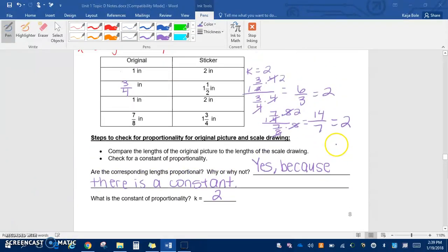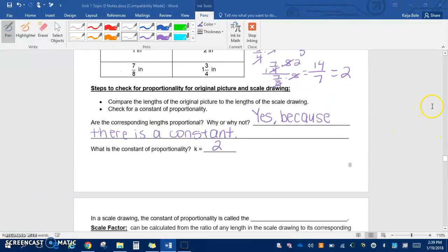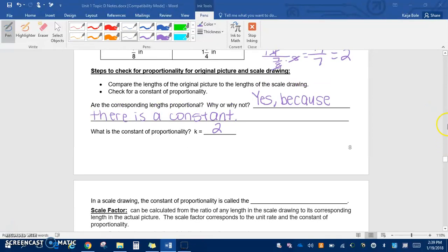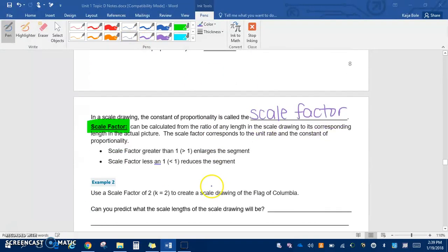And then you guys have one last line, I think, on your notes. Oh, it's on the second page of mine. It says, in a scale drawing, the constant of proportionality is called the scale factor. Ooh, C looks like an A. Let's try again. Scale factor. Alright, and that term is very important, so please highlight that or put a star by it. Scale factor we're going to be talking a lot about here as we move forward.